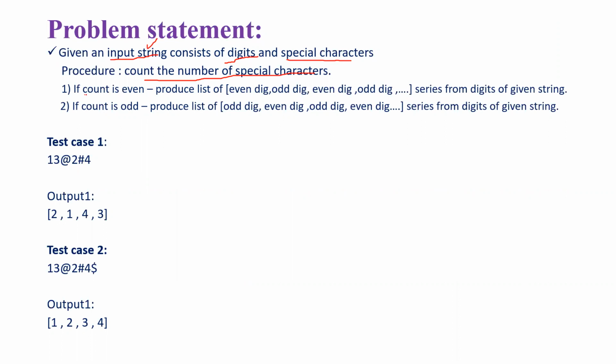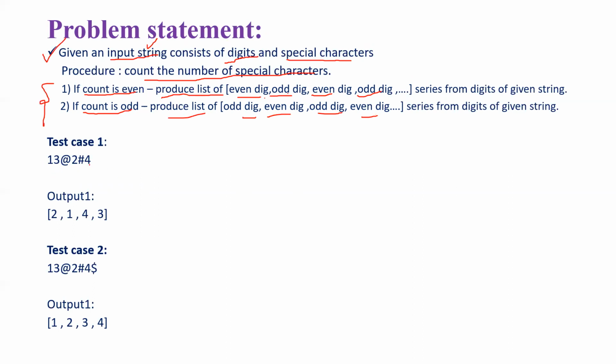First, observe, if the count is even, then you need to produce a list of the digits in this format: even digit, odd digit, even digit, odd digit. Alternatively, give an even digit and then an odd digit. If the count is odd, then you need to produce an odd digit and an even digit alternatively. And this will be the output and this is the input. Now observe the test cases here.